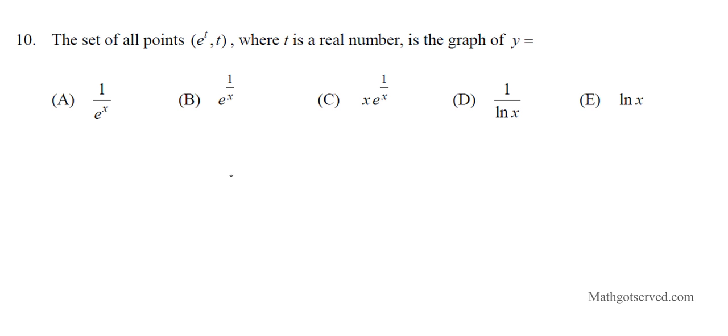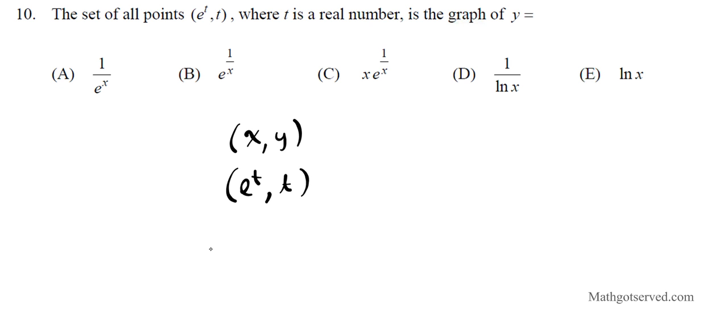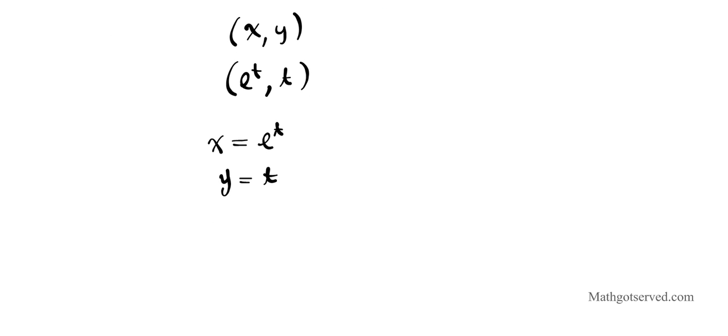Remember, for any coordinate system, what we have is two variables, x and y. So in this case, we have e^t and t. What does this tell me? It tells me that x equals e^t as the first coordinate, and y equals t. We can make a substitution here. Since y is t, I can substitute y for t in the first equation, so I can have an equation that relates the two, and see if we can isolate y.